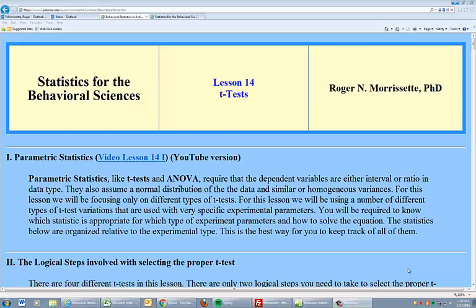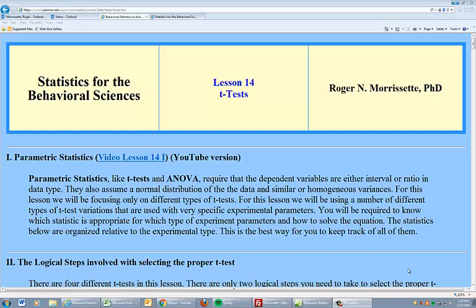Lesson 14, t-tests. T-tests are part of what are called parametric statistics, including ANOVA. We're going to focus just on t-tests here. Parametric statistics always have dependent variables that are continuous, meaning they're either interval or ratio. They have to have a normal distribution, and their variances have to be similar or homogeneous.